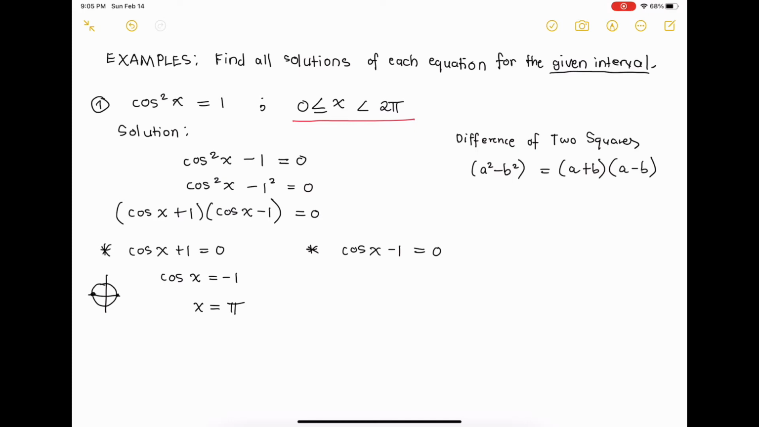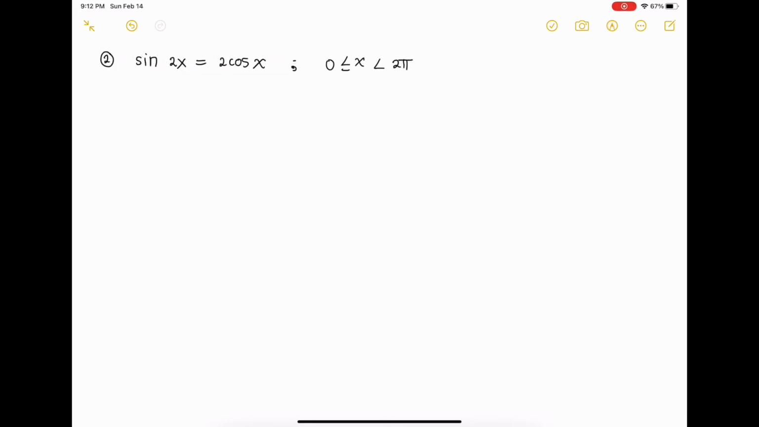For the second part, solve for the values of x. I will use the addition property, adding 1 to both sides. So I got cosine x equals 1. Find an angle such that the cosine is 1. That angle is 0. x equals 0 is another root. So the solutions are x equals 0 and x equals pi. Final answer. Example number 2.